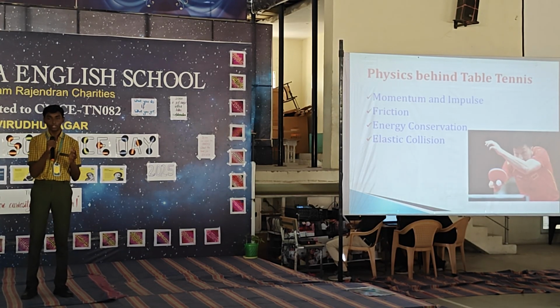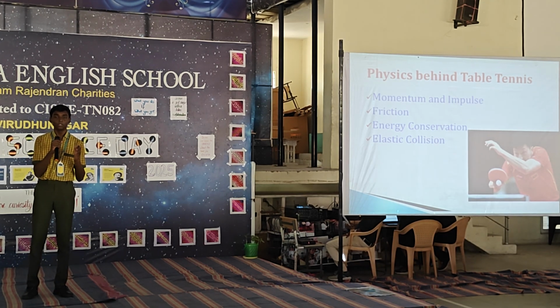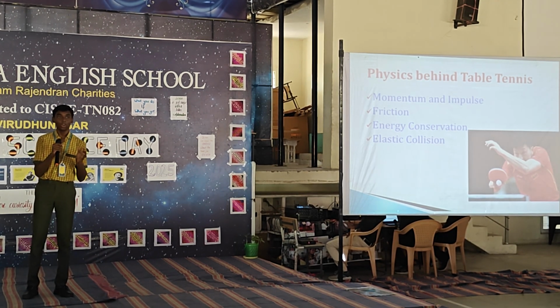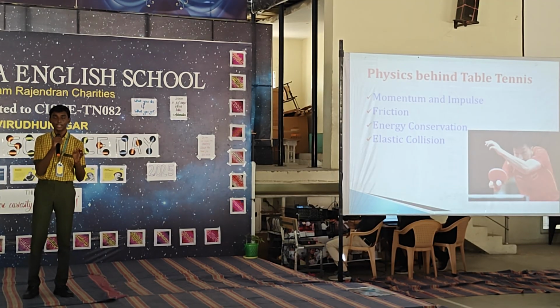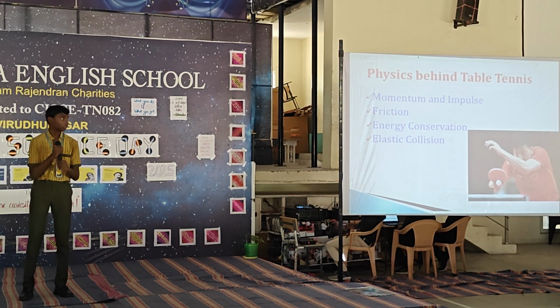Elastic collision. When the ball bounces off the table, it undergoes elastic collision, meaning it retains much of its energy, and some is lost due to friction. Next, friction. The ball and the racket interact with friction. The roughness of the paddle's rubber affects how much spin or speed a player can impart.